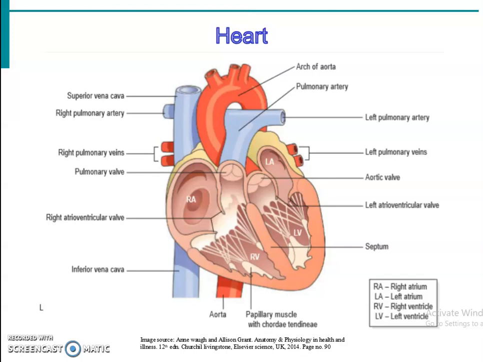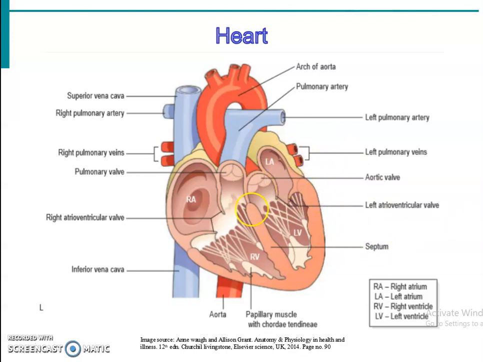Once the exchange of gases occurs, finally the oxygenated blood is carried by the pulmonary veins. Here you can see the right pulmonary vein and left pulmonary veins from the right lung as well as from the left lung towards the heart. Which chamber of the heart? That is towards the left atrium.